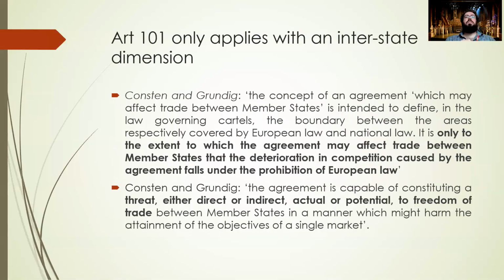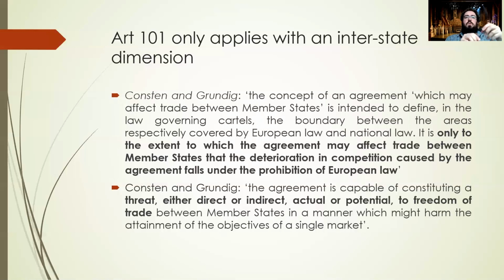And again, they need the interstate development. Because we're dealing with EU law, there has to be an interstate engagement. If it's internal, the national laws will apply, because national laws, we saw, have to incorporate anti-competitive approaches. Article 101 TFEU will only apply with an interstate dimension. And that was in the Consten and Grundig case.